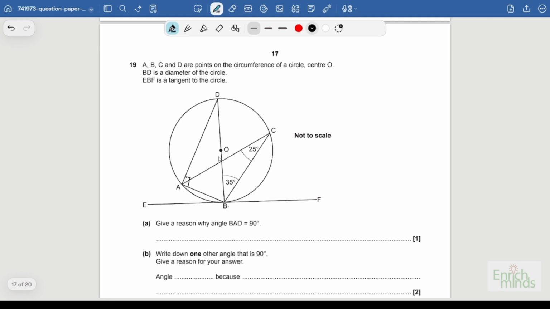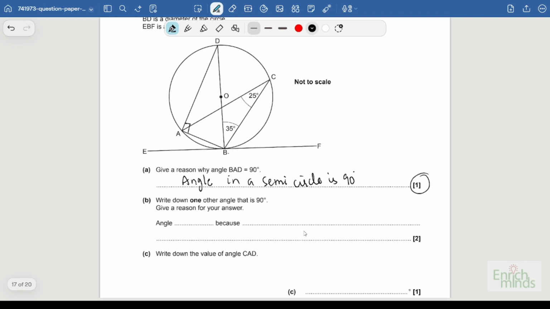Well, we know BD is a diameter and this is the angle subtended here. So that's the angle formed in a semicircle. So angle in a semicircle is 90 degrees. So angle BAD is 90. So angle in a semicircle is 90. Since it's for 1 mark, it's enough if we just write this as a statement.